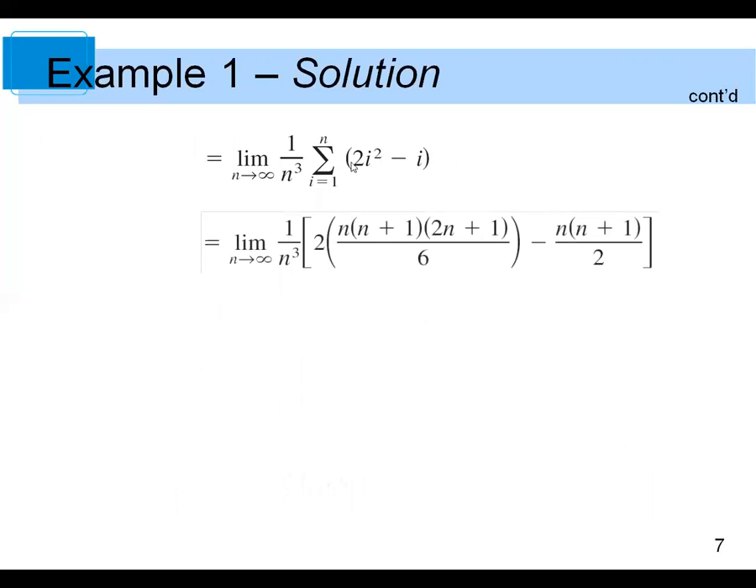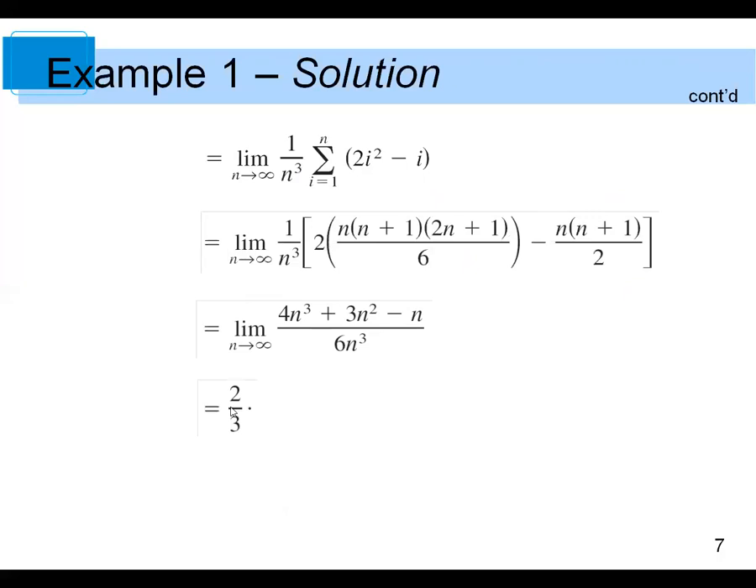Then I can break this apart as two separate terms. So 2i squared and i are separate terms, and then use the sum formula for i squared and the sum formula for i. So it's 2 times the sum formula for i squared minus the sum formula for i. I FOIL all of that out and distribute, combine like terms, subtract, distribute the n cubed to the denominator, and this is what I get. And the limit of that is 2/3.